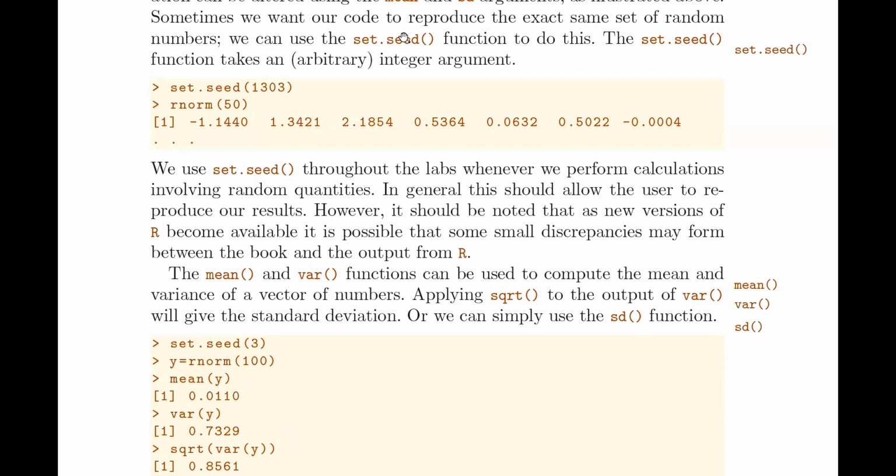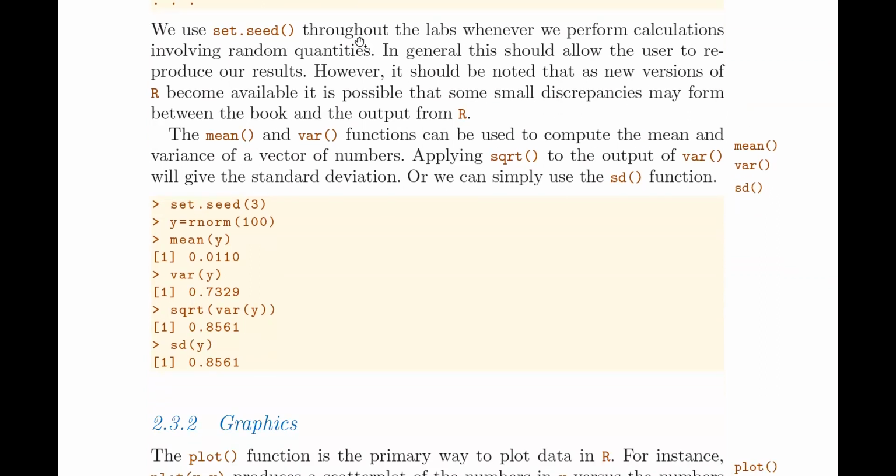Sometimes we want our code to reproduce the exact same set of random numbers. We can use the set seed function to do this. Give it an arbitrary integer argument. This number, there is no interpretation of that number. Well, I could maybe say there is, but really just think of it as an arbitrary integer. We use set seed throughout the labs whenever we perform calculations involving random quantities. In general, this should allow the user to reproduce our results with a caveat.